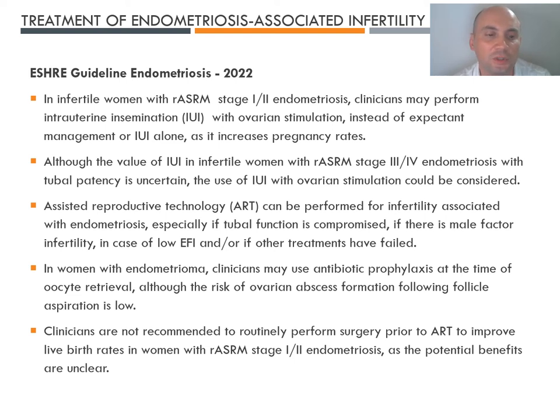In women with endometrioma, clinicians may use antibiotic prophylaxis at the time of the oocyte retrieval, although the risk of ovarian abscess formation following follicle aspiration is low. Clinicians are not recommended to routinely perform surgery prior to assisted reproductive technology to improve live birth rates in women with ASRM stage 1-2 endometriosis, as the potential benefits are unclear.